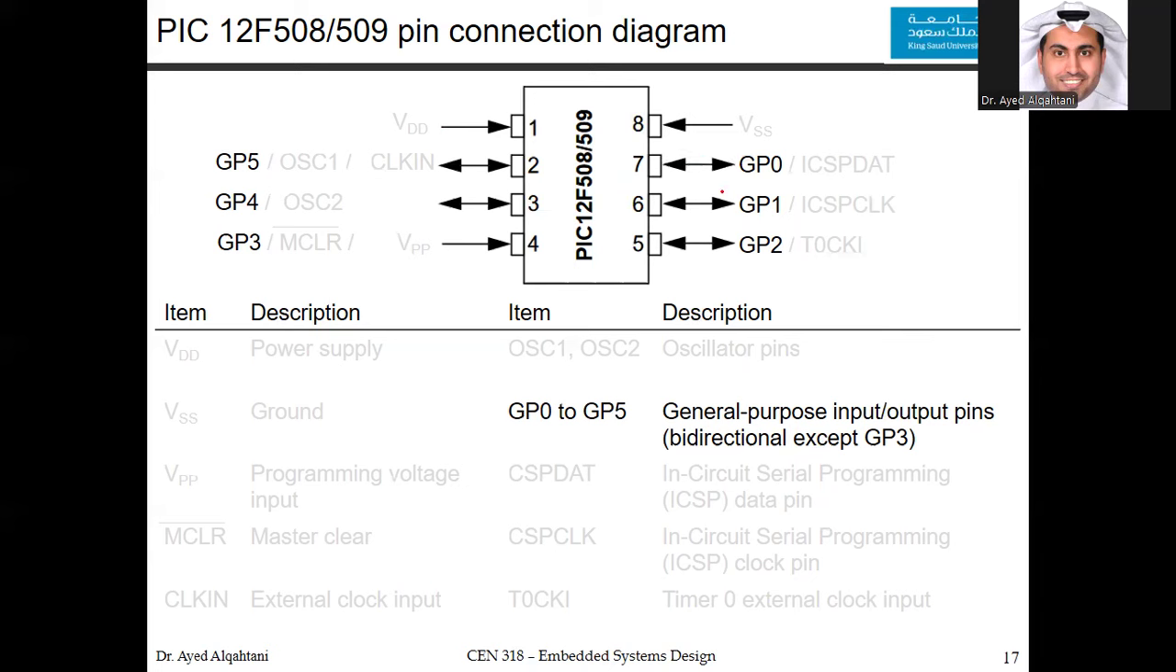You can also program some of them to be inputs and some others to be outputs, except GP3 for this specific microcontroller. Now, this exception is based on the architecture of the microcontroller. The architects of this microcontroller decided that GP3 is only going to be an input. It could not be programmed as an output. The other GPs are bidirectional.